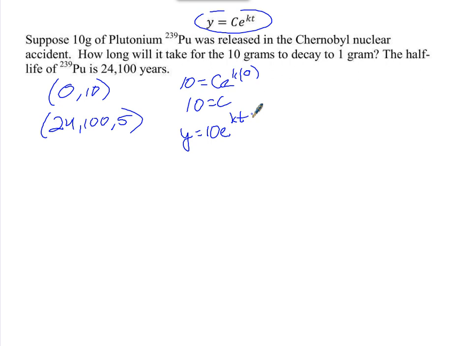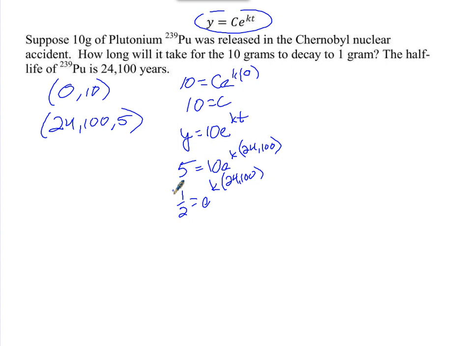We need to find k, so we plug in our other ordered pair. What do I write? Okay. Now what? No. Divide by 10 to both sides. And 5 divided by 10 is 1/2 equals e to the k times 24,100. And what do you notice about this number? It's a half. Coincidence? It's a half-life problem.